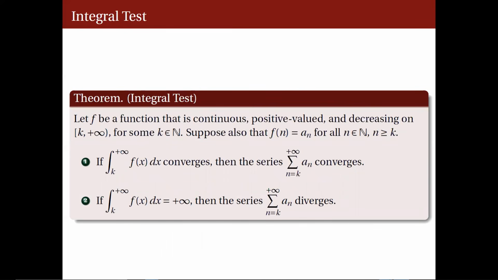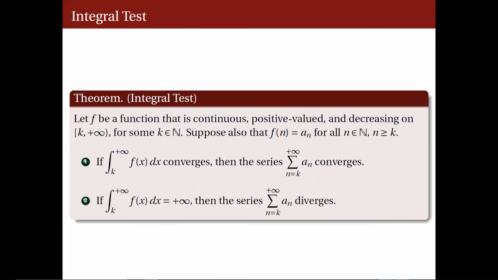We now proceed with our first test for series of non-negative terms. We call this test the integral test. And the integral test is given by the following theorem. Let f be a function that is continuous, positive valued, and decreasing on the interval closed bracket k, comma infinity, for some k in the set of natural numbers. Suppose that f of n equals a sub n for all n in the set of natural numbers, such that n is greater than or equal to k.